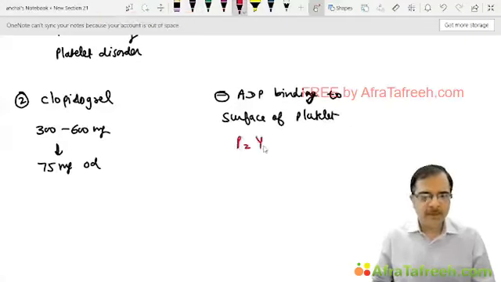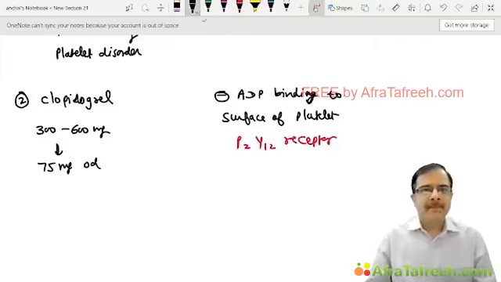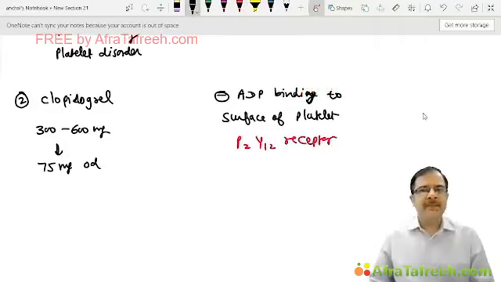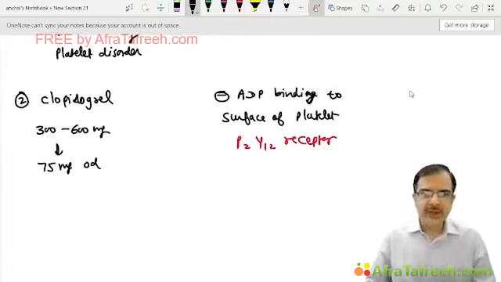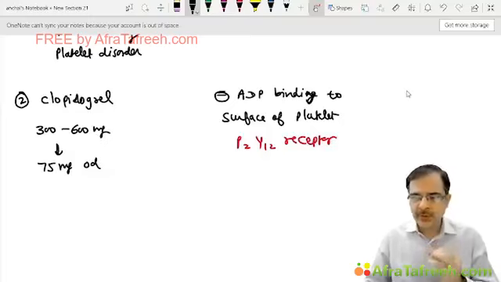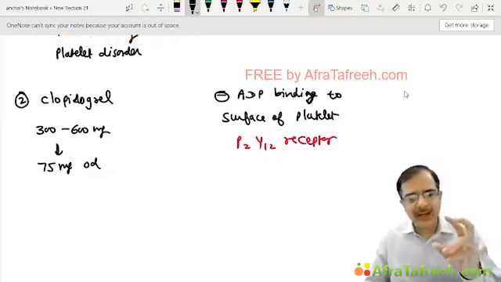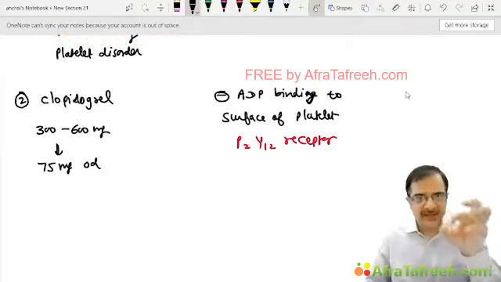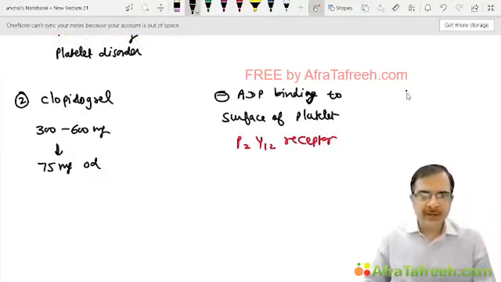Platelet. The important one is the P2Y12 receptor. This is the mechanism of action. And what is the clinical effect? Alone, it does not have such a good clinical effect. It is in addition with aspirin.